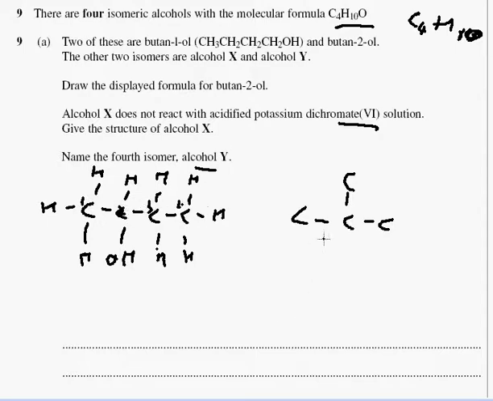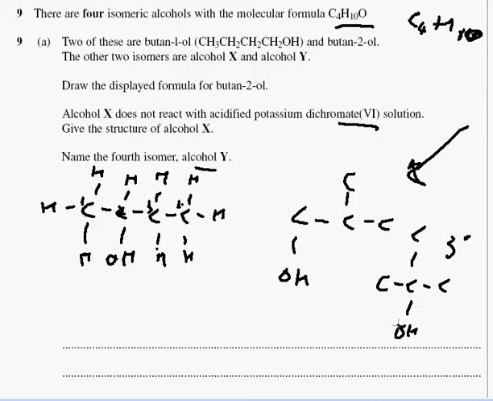So now we get to the interesting thing. This structural isomer here. Okay, so I've got a choice. OH here. My second choice, I'm just going to draw it very quickly, is OH there. So, which one's which? Alcohol X does not react with acidified potassium dichromate. Acidified potassium dichromate will change an alcohol to an aldehyde or a ketone. The problem is these tertiary alcohols won't.